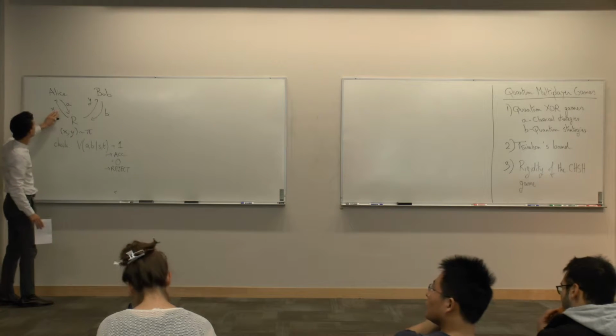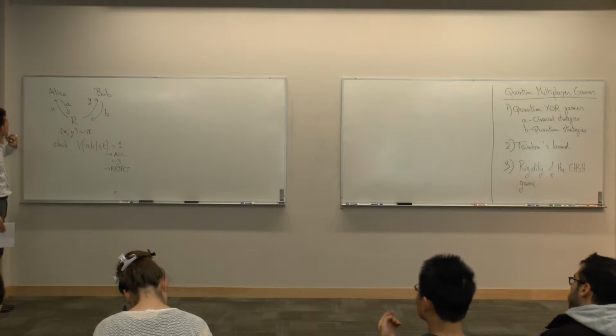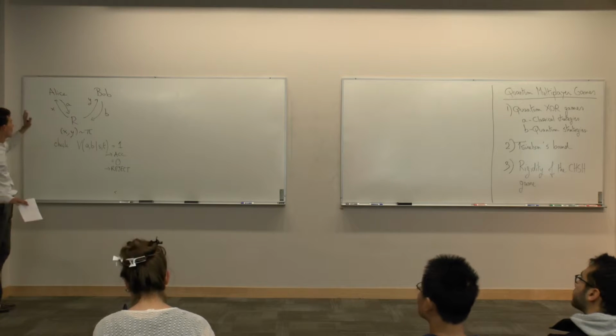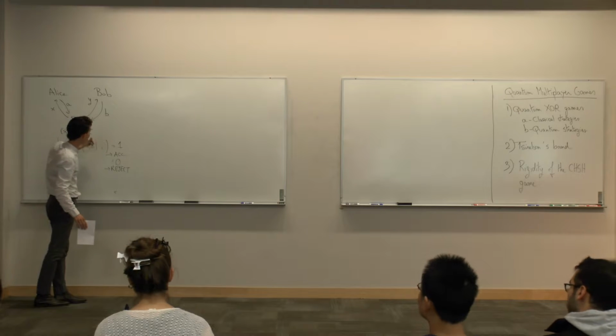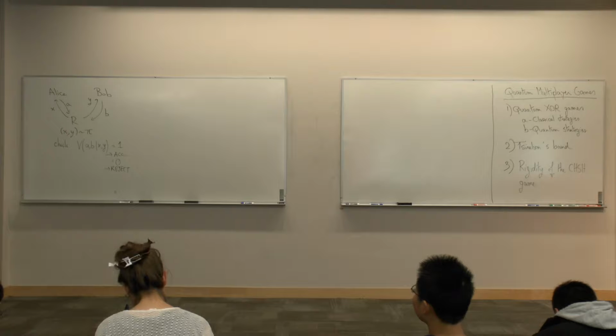But the difficulty is that Alice only sees her own question, and Bob only sees his own question. What is this T? Oh my, I'm sorry. Yeah, thank you. X and Y. I should not use S and T.